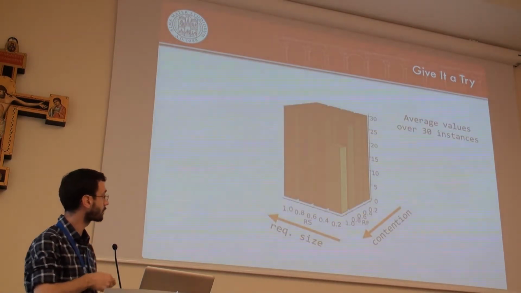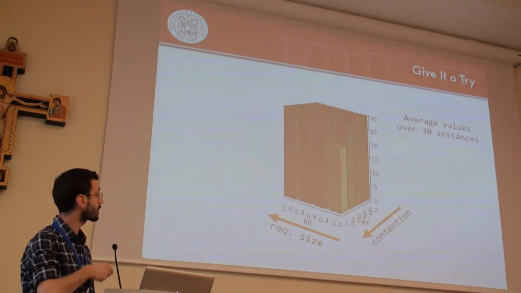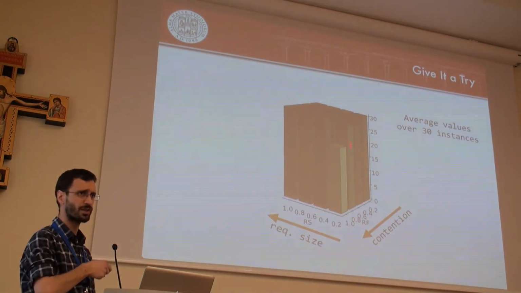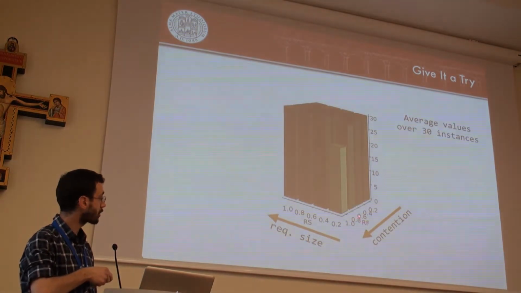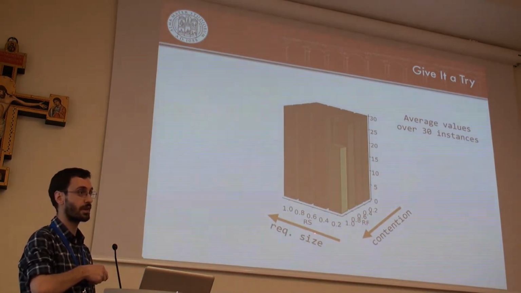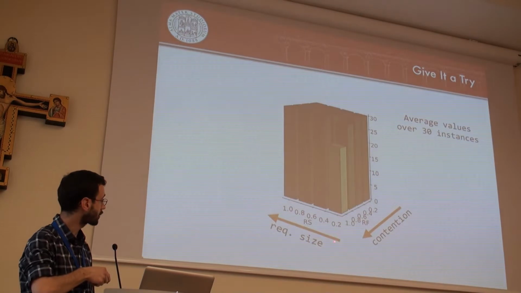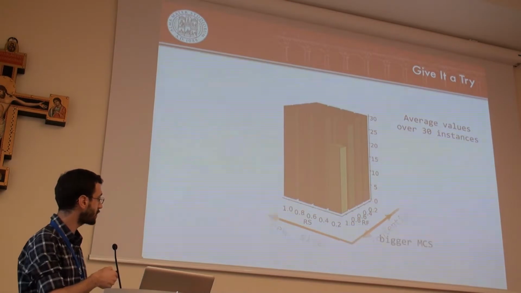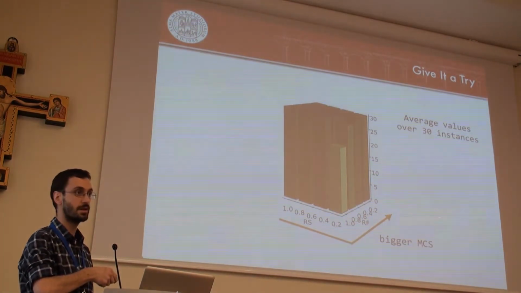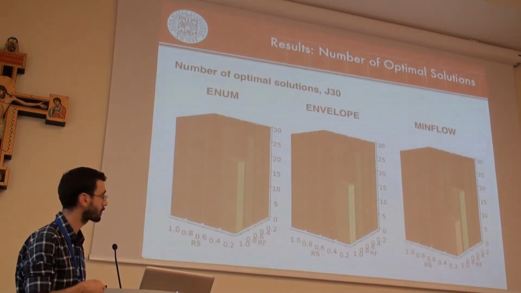So here is what the results you will see look like. We have a bunch of columns. Each column represents the average for 30 instances. And we are grouping instances in the PSPLIB according to their resource factor and resource strength. Basically, if you go in this direction, you are increasing the resource contention. If you are going in this direction, you are increasing the amount of each requirement. Which means that if you turn like this, you will have bigger minimal critical sets. And if you turn like this, you will have many critical sets. Okay, so now the results.